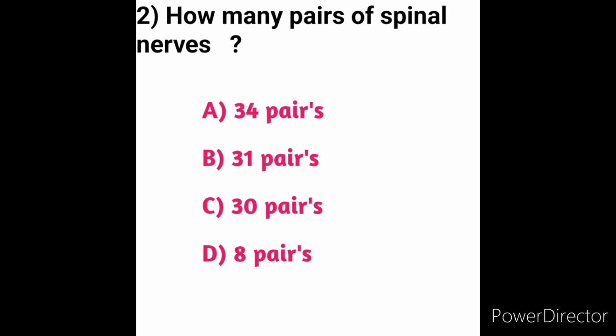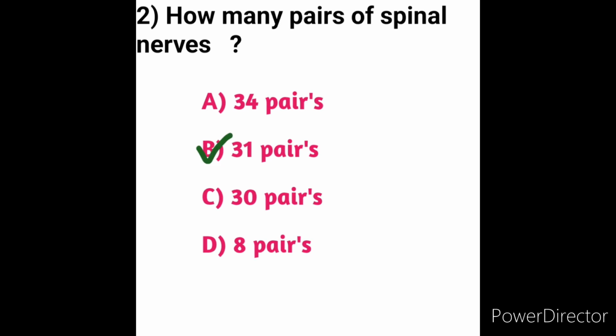So coming to question, how many pairs of spinal nerves means here 31 pairs of spinal nerves you are having. So here option B is the correct answer. 8 cervical, 12 thoracic, 5 lumbar, 5 sacral, and 1 coccygeal. Totally 31 pairs of spinal nerves. So here option B is the correct answer. Next we will move on to question number 3.